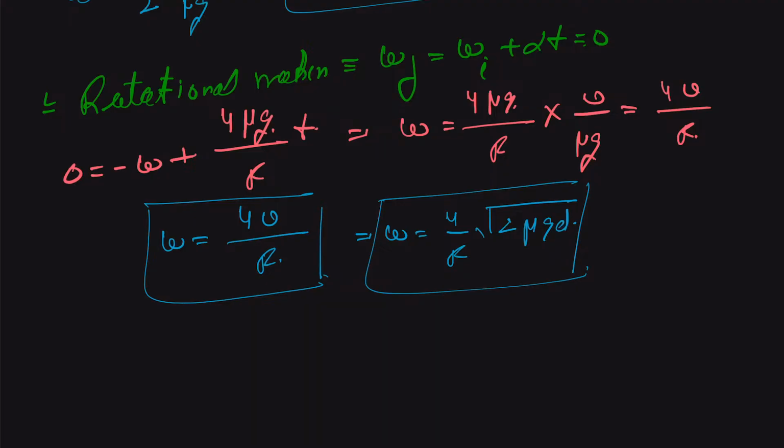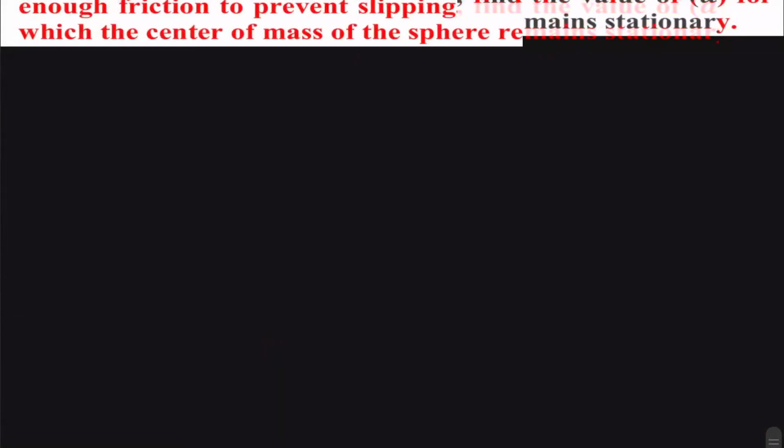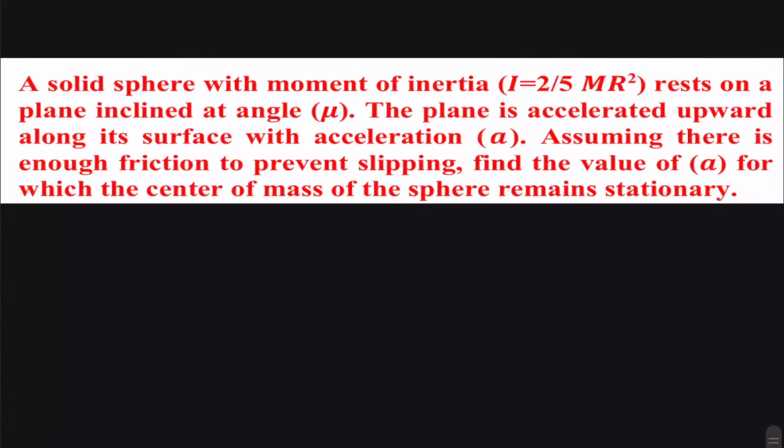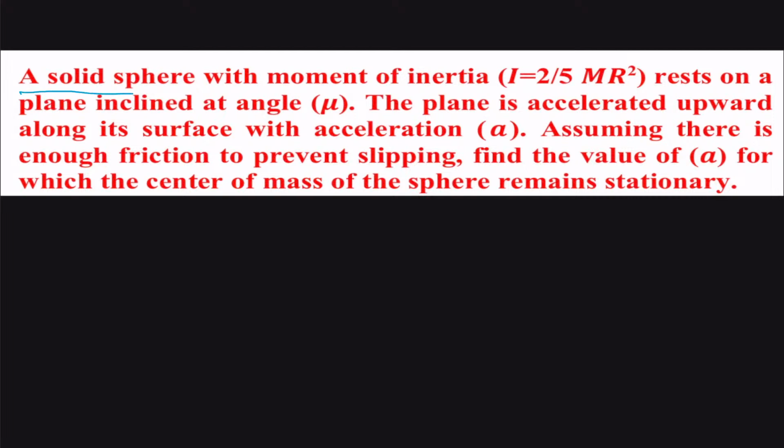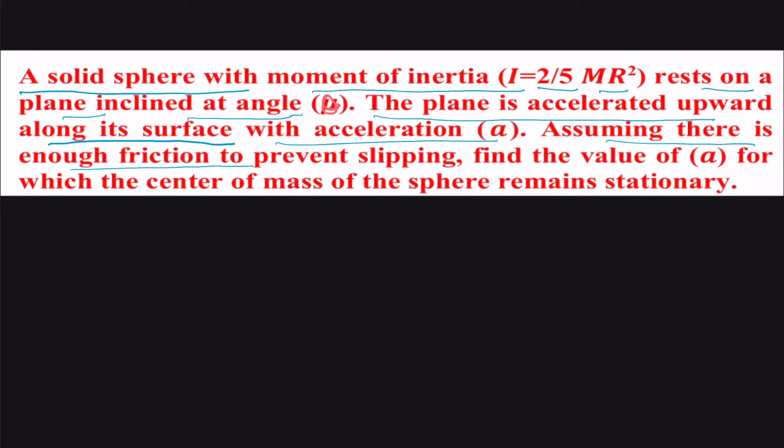Next question. It states that a solid sphere with moment of inertia 2 by 5 mr square rests on a plane inclined at an angle of, this would be theta, not mu. The plane is accelerated upward along its surface with acceleration a, assuming enough friction to prevent slipping. Find the value of a for which the center of mass of the sphere remains stationary.